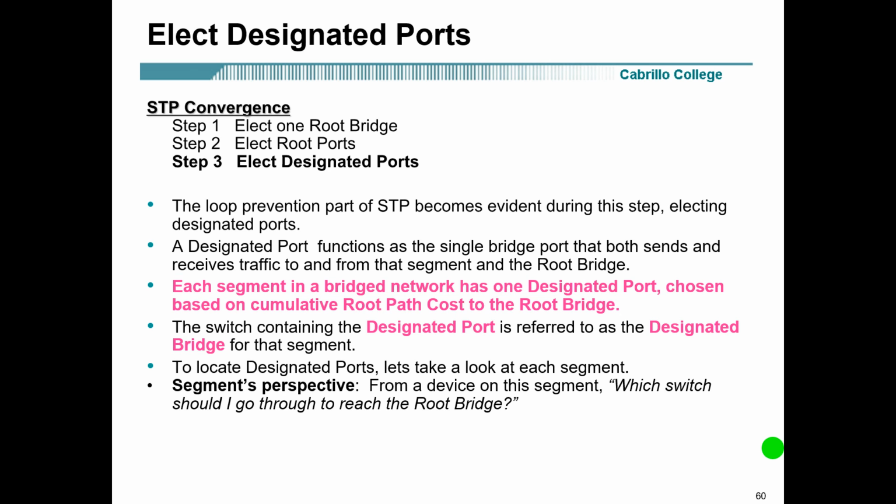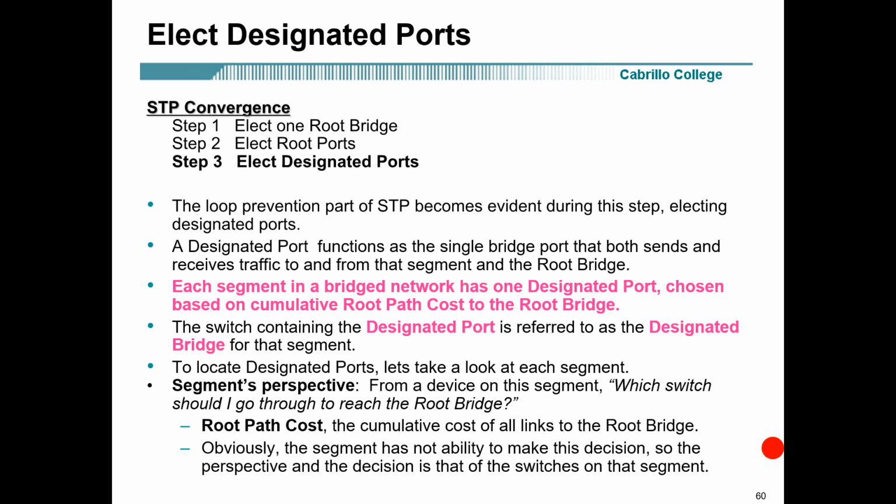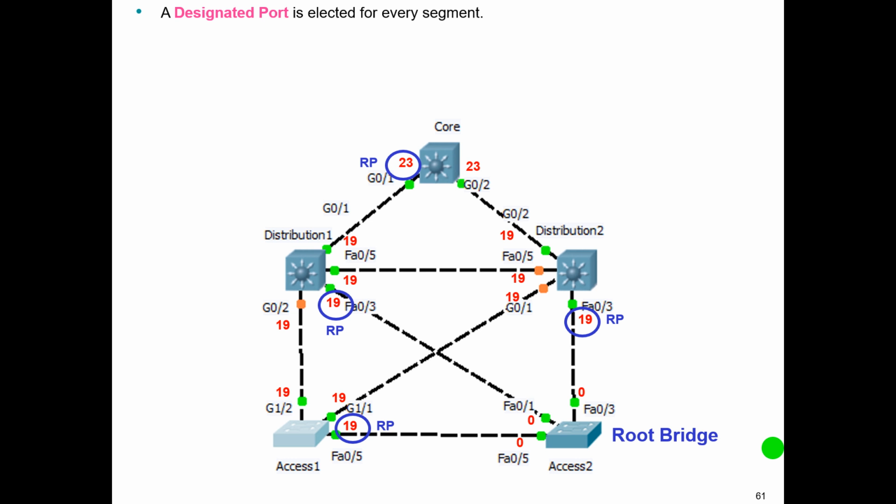To locate the designated port, let's look at each segment from the segment's perspective. On this segment, which switch should I go through to reach the root bridge? Keep in mind, root path cost is the cumulative cost of all links to the root bridge. Obviously, the segment does not have the ability to make the decision, so the perspective and the decision is then that of the switches on that specific segment. A designated port is elected for every segment.